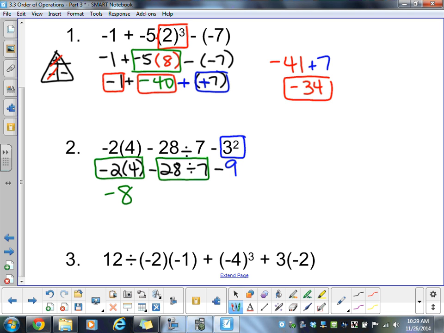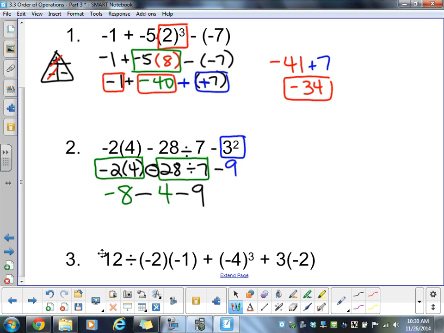2 times 4 is 8. I'm going to bring down this subtraction sign. Now I have a positive 28 divided by a positive 7. We can't use a triangle, but it's positive divided by positive. So that means our answer is going to be a positive 4. All right. And then lastly, we have the minus 9. That's not involved yet.